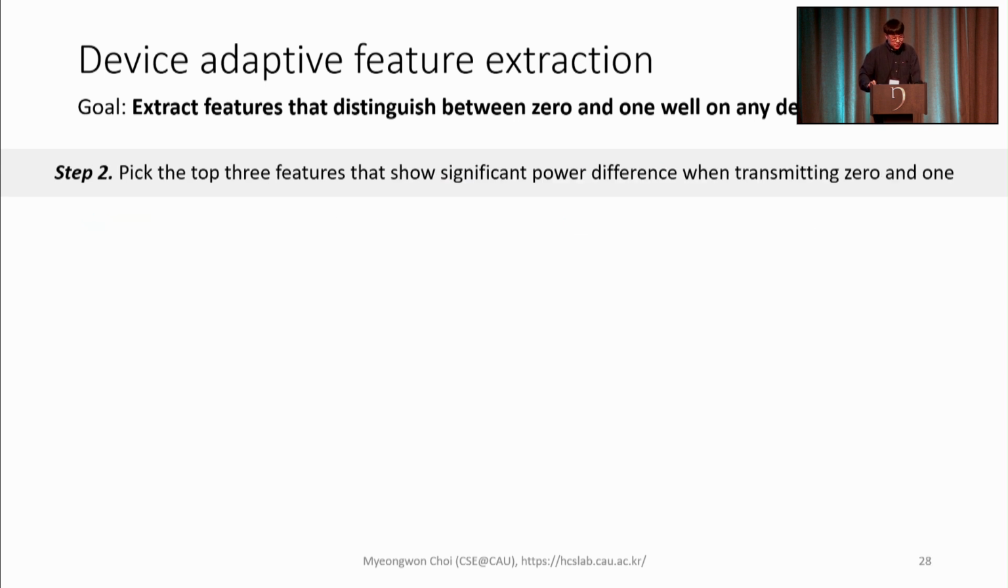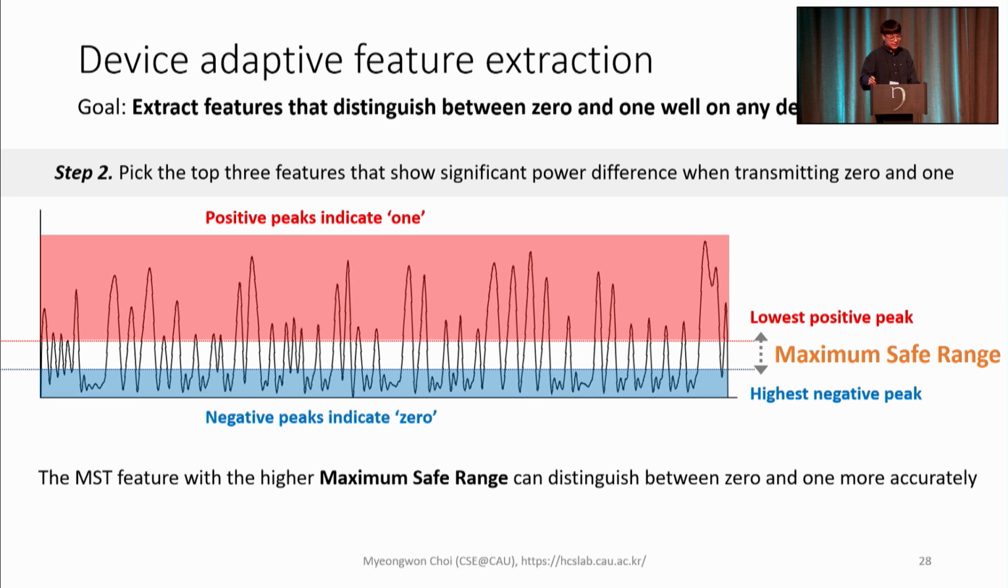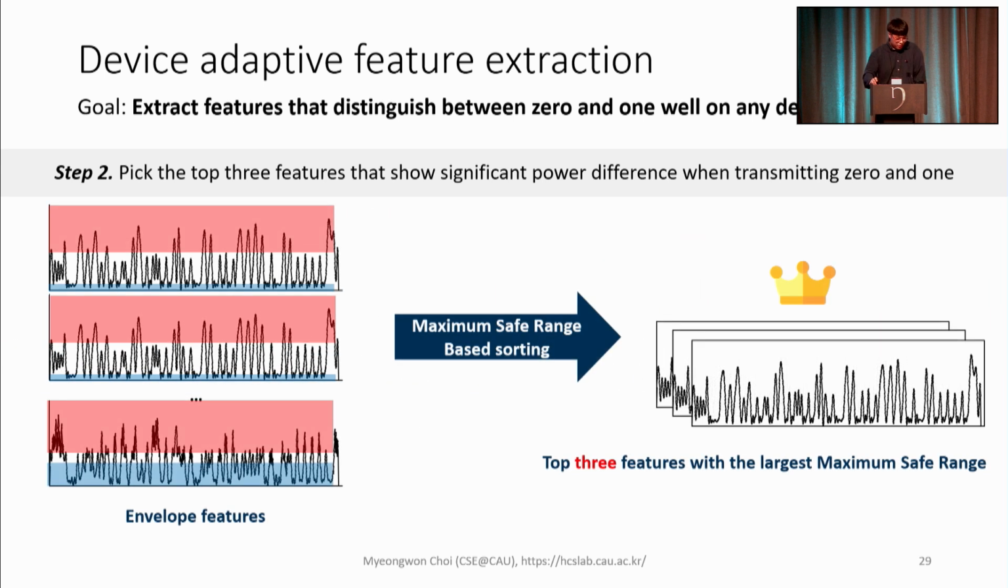In the feature, since a higher value indicates the bit 1, we need to pick the feature which clearly shows the peaks. We calculated a metric called maximum safe range as the height difference between the lowest positive peak and the highest negative peak. In this way, a larger maximum safe range means more significant peaks. And then we adaptively select the top 3 features that can distinguish 1 and 0 bits based on maximum safe range.